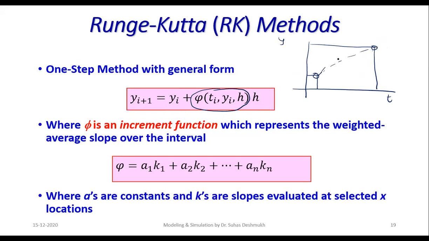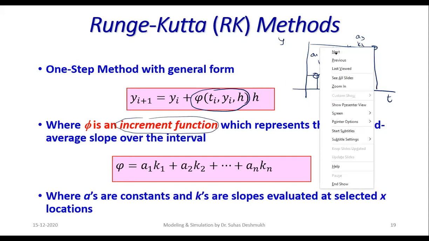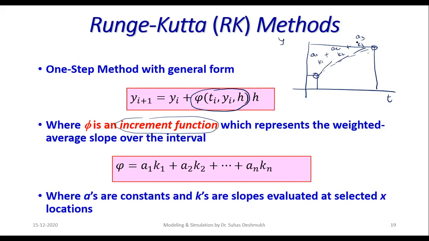Maybe this point is connecting with this. Maybe having a slope here, this K1, I may have a K2 slope, may have a K3 slope, and I have multiple slopes within this domain. And I want to now give weightage A1, A2, A3 weightage, and I will sum up all this. That is given the name incremental function, which will take it to the next increment with some weightage. And that's the weighted average you are going to take of multiple slopes.